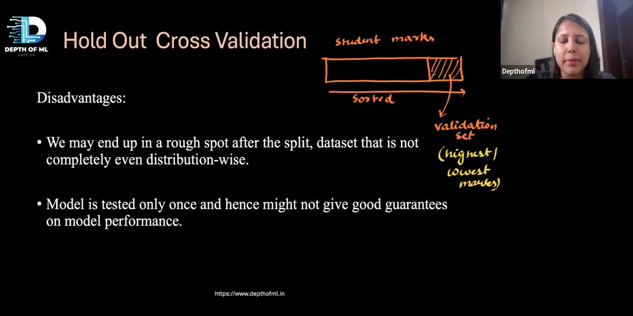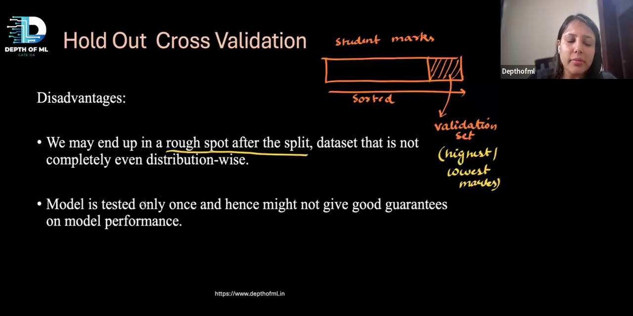But it can happen that when you do a random split also, you might reach a rough spot, or basically you will get a validation split or a training split which is not evenly distributed, or where either of the sets is not a good representation of your full data.